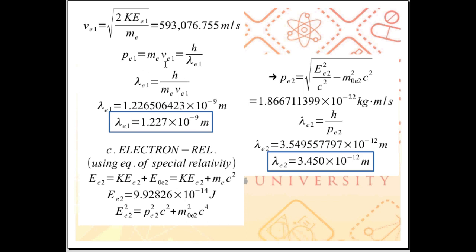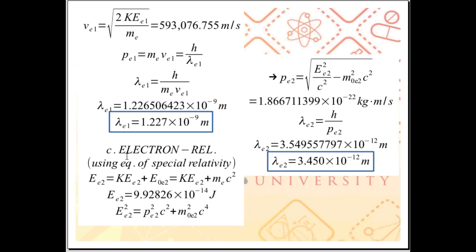Non-relativistic momentum is given by mass times velocity. For a de Broglie wave, p is just equal to h over lambda. So mv is equal to h over lambda, isolating lambda. We are able to calculate the de Broglie wavelength of the non-relativistic electron, 1.227 times 10 to the negative 9 meter, or 1.227 nanometers. And lastly, we have the relativistic electron.